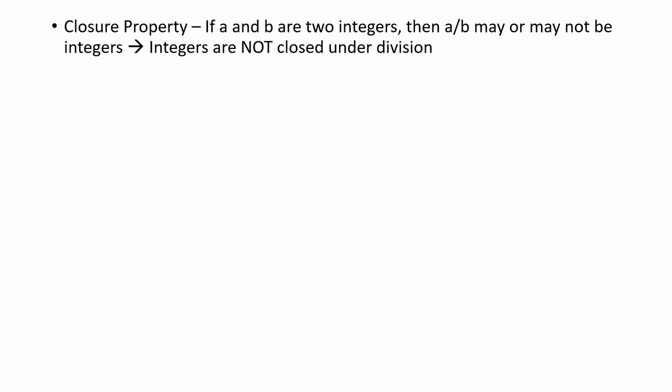But in case of division, there is a possibility that the result is not an integer. If you divide two integers, then the result may or may not be an integer. For example, let's divide 8 by 4, then the result is an integer. But if you divide 5 by 2, then the result is not an integer. Therefore, I can clearly say integers are not closed under division.